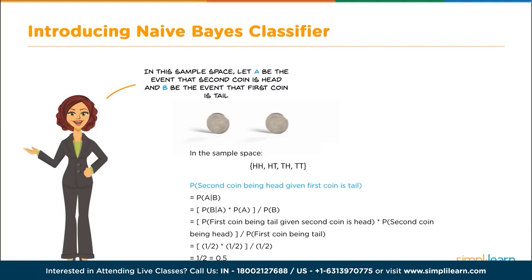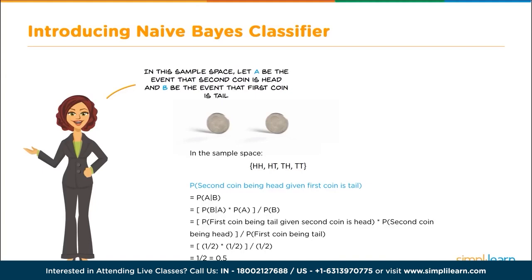And we write that out as the probability of A given B. We know from our formula that this equals the probability of B given A times the probability of A over the probability of B. When we plug in the probability of the first coin being tails given the second coin is heads, and the probability of the second coin being heads given the first coin being tails, over the probability of the first coin being tails.